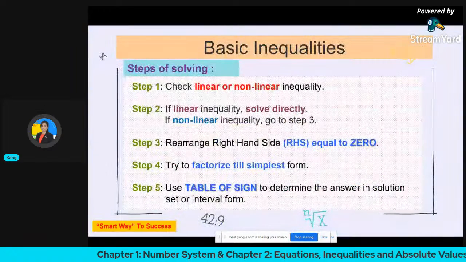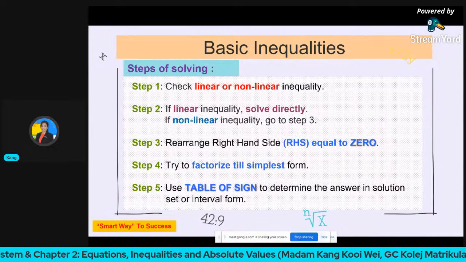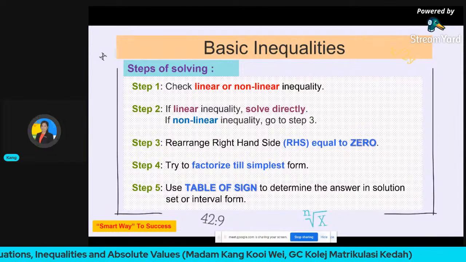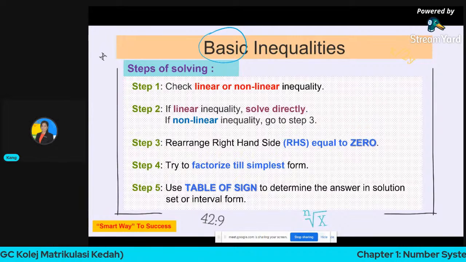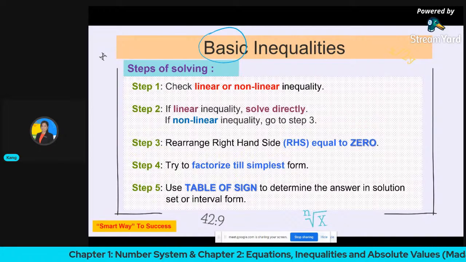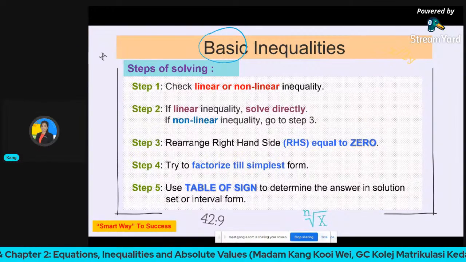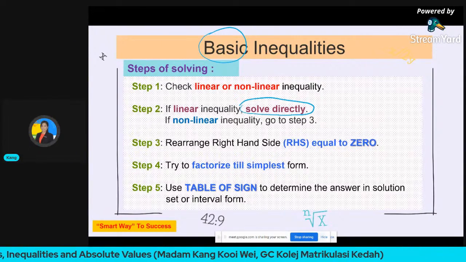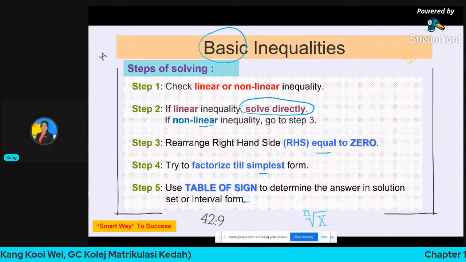Why do we need to categorize them? Because we are going to solve them step by step. This is the steps to solve basic inequalities that do not involve modulus, so remember the 5 steps here. For the first step, check whether the given inequality is linear or non-linear. Step 2, if it is linear, we solve it directly, straight away. If it is non-linear, blue color is for non-linear.